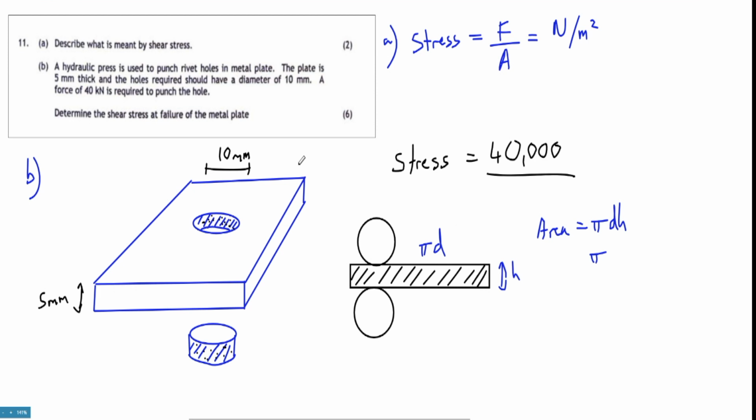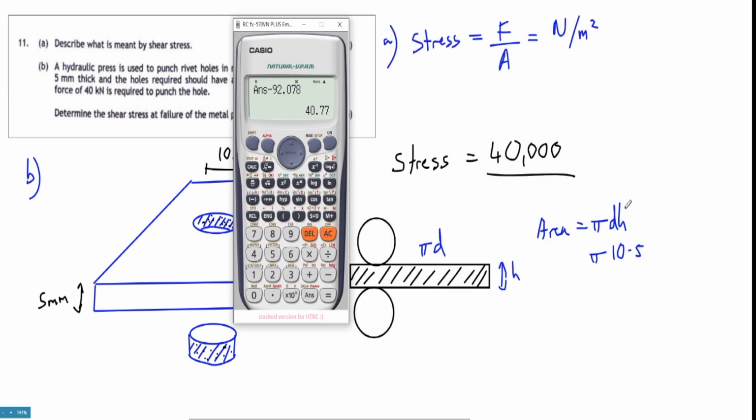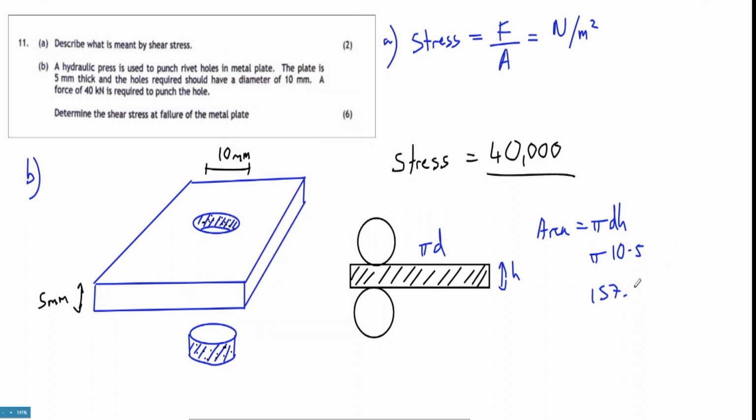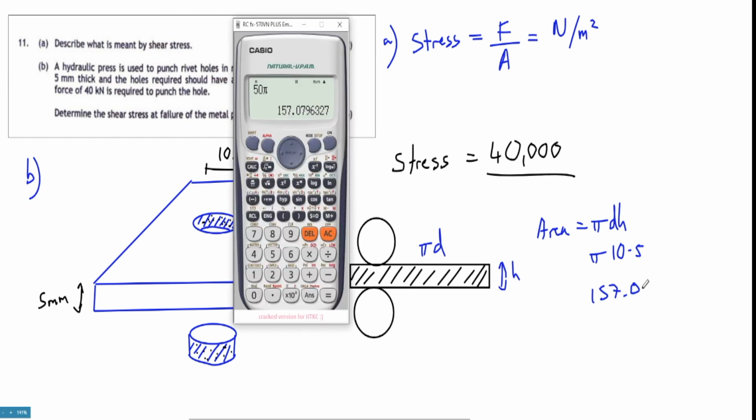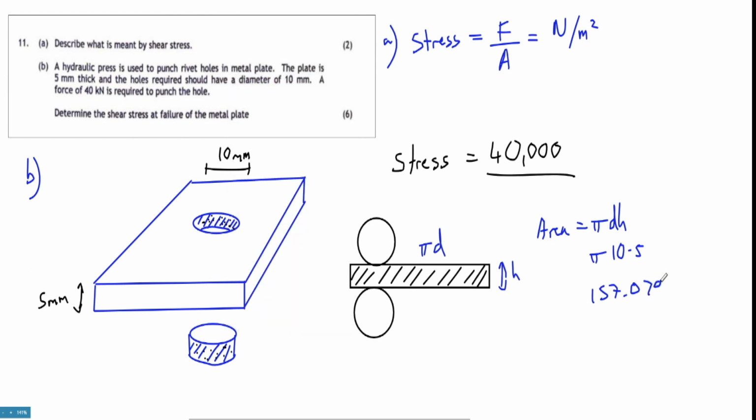Pi d is going to be diameter, and they said it's 10 mil, so let's put it in as 10. The height of it is 5, so let's put it in as 5. Let's calculate that. It'll be 50 pi, 10 times 5 times pi, and that creates 157.0796 millimeters squared. That's great.